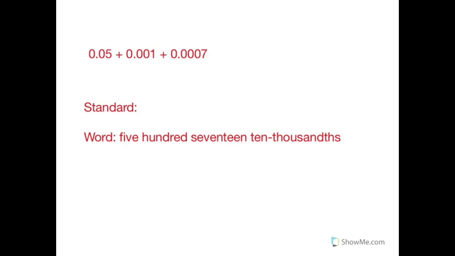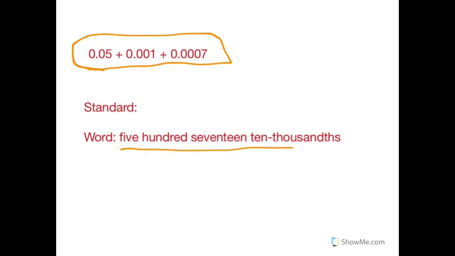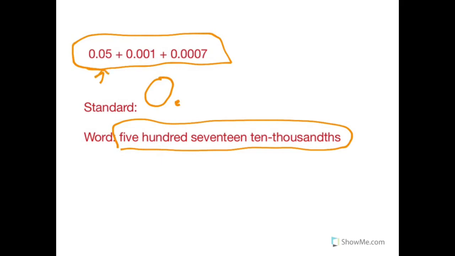Okay. Here we have an expanded form. So they've given us the expanded form, and they want the standard form. They've also given us the word form. So if we read it, we have 517 ten-thousandths. Okay, so I know there's no whole number, so I'm going to start with 0. I'm going to add my decimal. As I look up here, I can see that the tenths place is a 0. There's nothing there, so I'm going to put a 0.